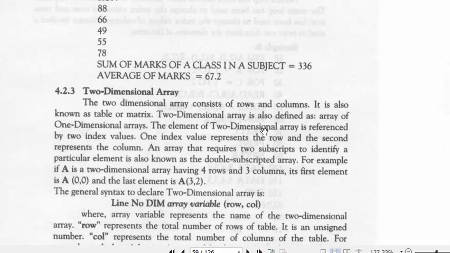Next is two-dimensional. A two-dimensional array consists of rows and columns. It is also known as a table or matrix. A two-dimensional array is also defined as an array of one-dimensional arrays. Array of 1D arrays. Okay.